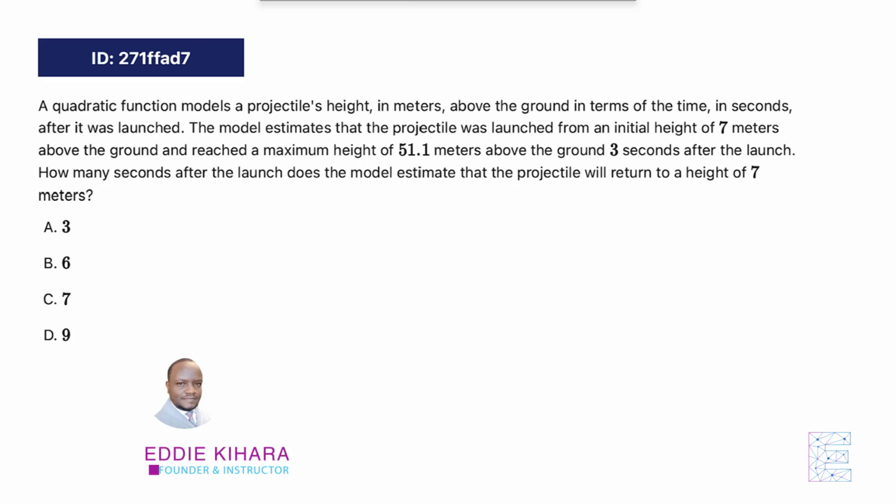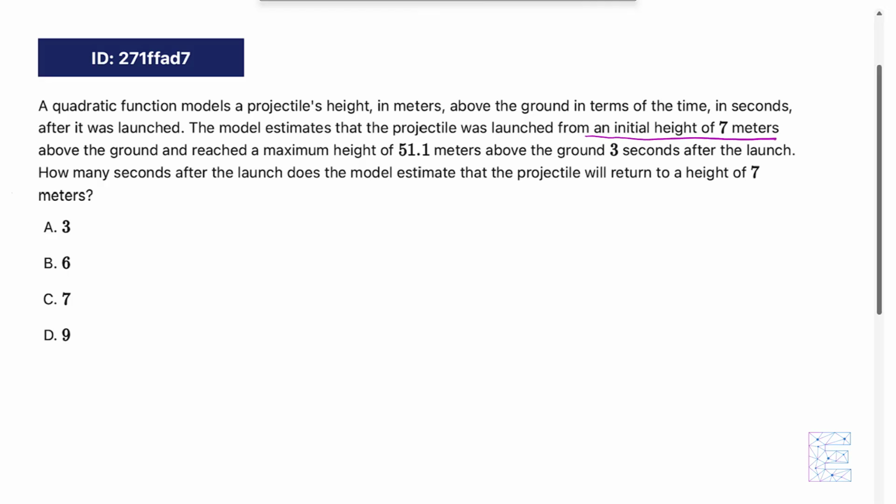A quadratic function models the projectile's height in meters above the ground in terms of the time in seconds after it was launched. The model estimates that the projectile was launched from an initial height of 7 meters above the ground and reached a maximum height of 51.1 meters above the ground 3 seconds after the launch. How many seconds after the launch does the model estimate the projectile will return to a height of 7 meters?